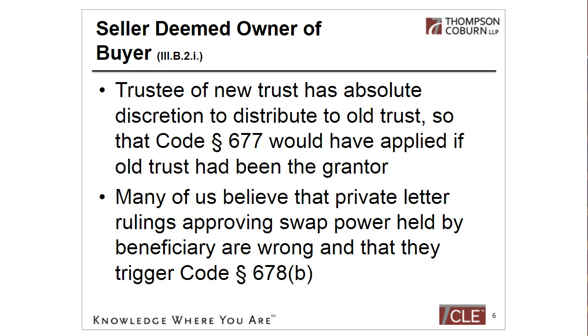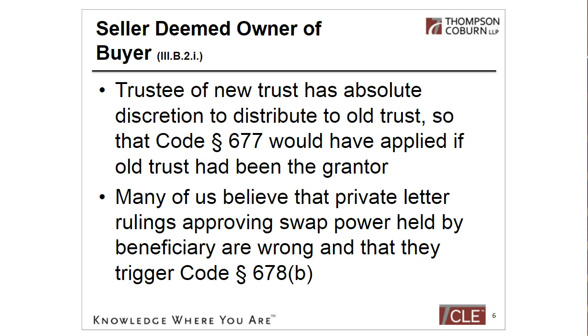So if you give the old trust the swap power, for example, then we have a case where somebody other than the grantor has a swap power, and under that revenue procedure, the grantor would be the deemed owner because of that. Now, there are a couple of private letter rulings that say if you have the swap power, then that's okay. But I think those private letter rulings are wrong, and that the swap power does trigger grantor trust status as to the grantor.